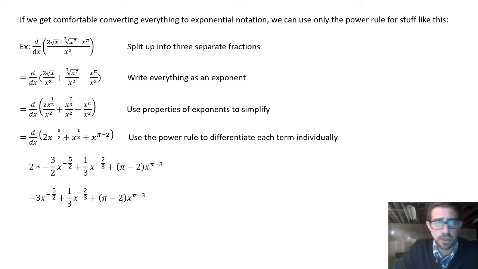And all that's left to do is clean up a little bit. We talk about simplification. There's no reason not to do 2 times negative 3/2. That's negative 3 because the 2's cancel out. And that's it. That's all you can really do, and then I would just leave it like that. There's no reason to take x to the negative 5/2 and x to the negative 2/3 and write them any other way. They're just fine as fractional negative exponents. There's nothing wrong with that.